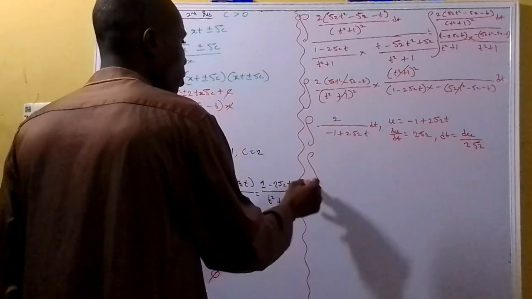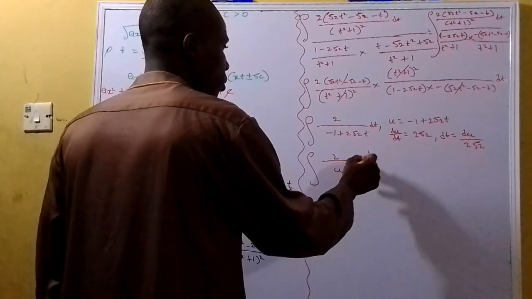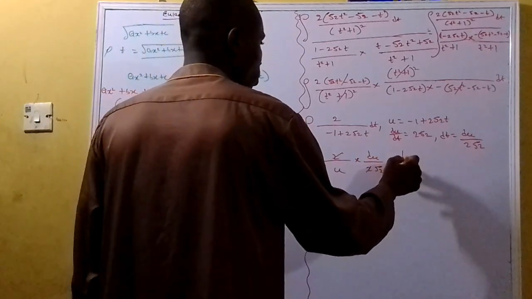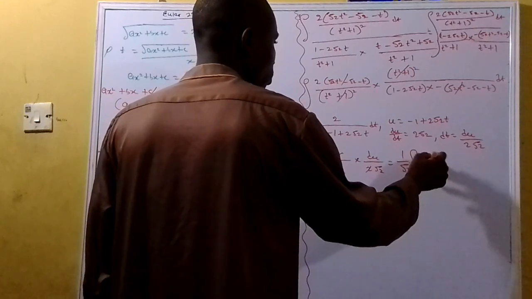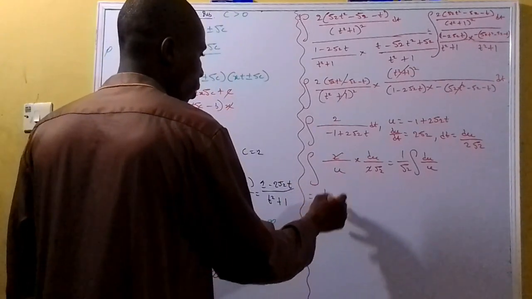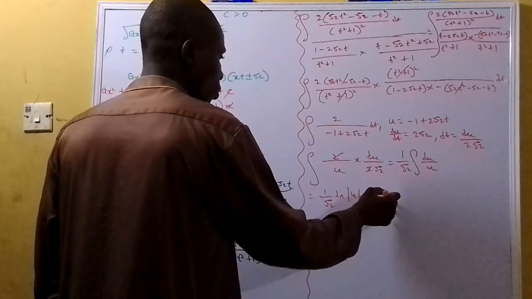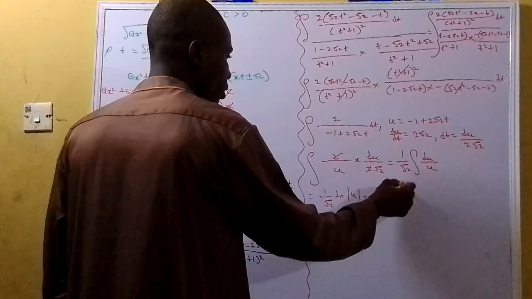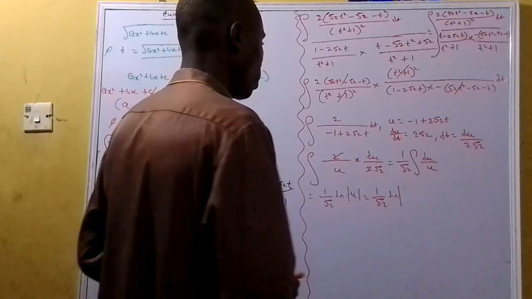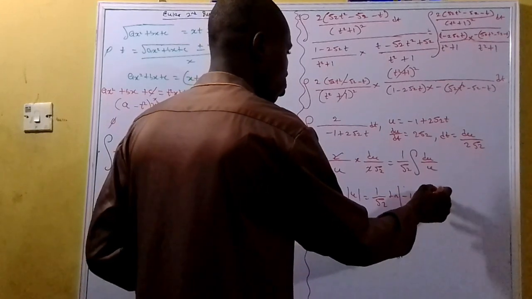So inserting this, you have integrating 2 over our u times du over our 2 root 2. So 2 cancels out 2. This would be equal to 1 over root 2 integrating du over u. And as you all know, the answer to this would be equal to 1 over root 2, then ln absolute value of our u, and that will be equal to 1 over root 2, then the ln of our u, which is actually minus 1 plus 2 root 2t.